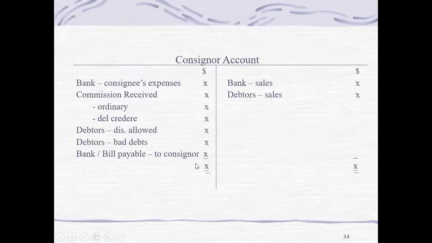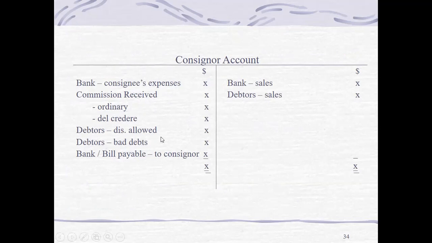Okay, and this is the consignor account. This is similar to what we have seen, but in the opposite direction. Because this is the consignor account, a liability, it would be increased by any sales, whether cash or on account, and then decreased by the reimbursable expenses, as well as the commission, and then all the discounts and the bad debts.